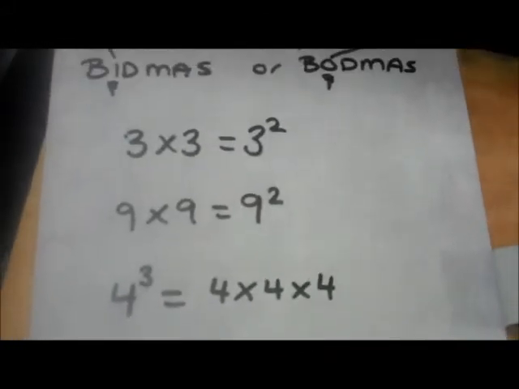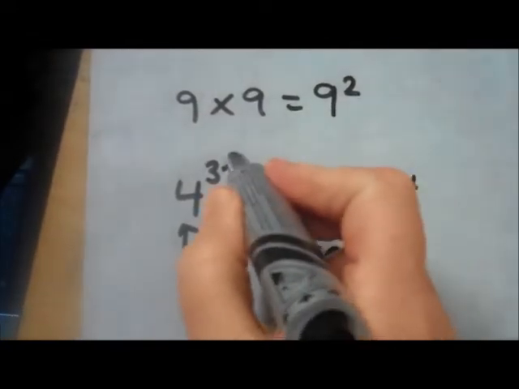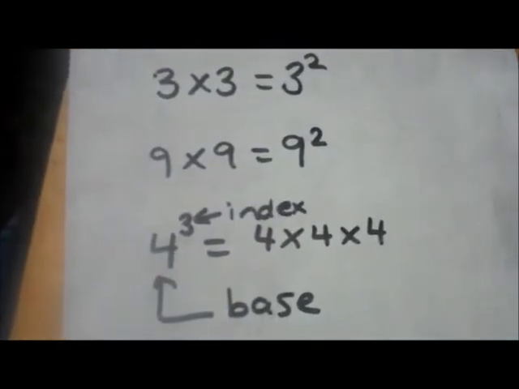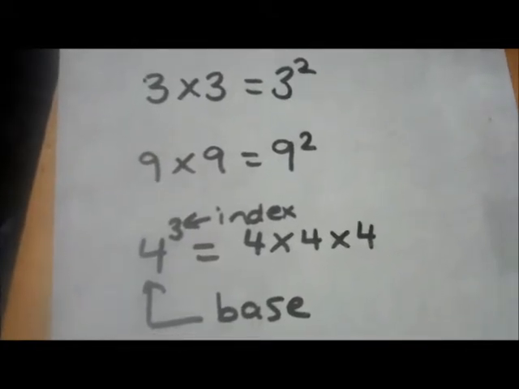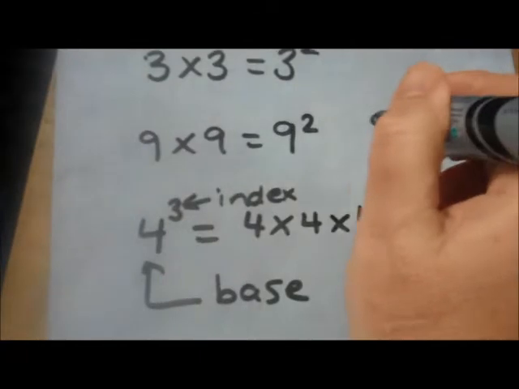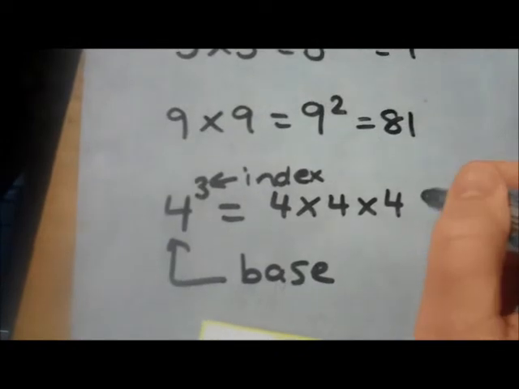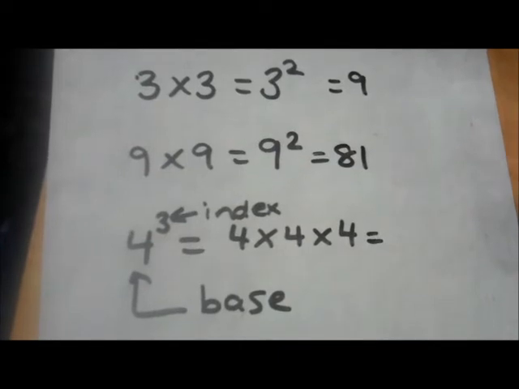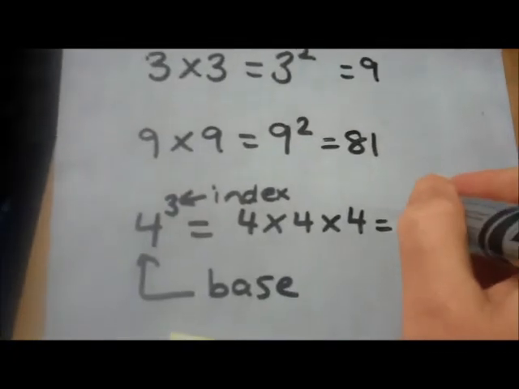So in the language of maths, this is what we call a base, and this is what we call the index. So you may have heard of these before. So that's what we're going to look at today. And sometimes we write out the numbers as a basic numeral. And you could work out 4 times 4 times 4, which is 16 times 4, 32 times 2, which is 64.